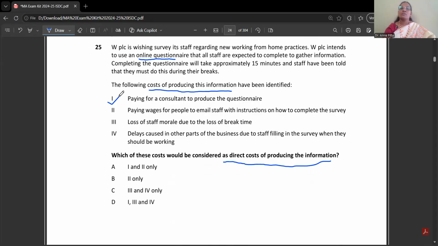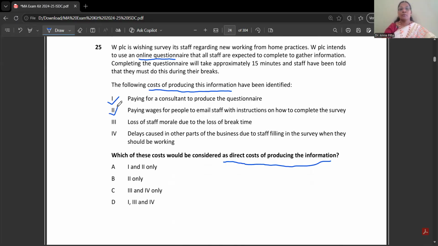Second, paying wages for people to email staff with instructions. So somebody is there, staff are there, employed to email these questionnaires in the way in which the survey has to be completed. This one also would be called a direct cost. This is anyway identified as a cost related to collecting information through online questionnaires.